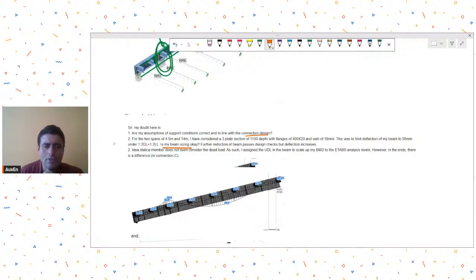I am unable to comment just by looking at the sizes. It will have to depend on all loads and all other checks. Idea Statica member does not even consider the dead load. I assigned the UDL in the beam.